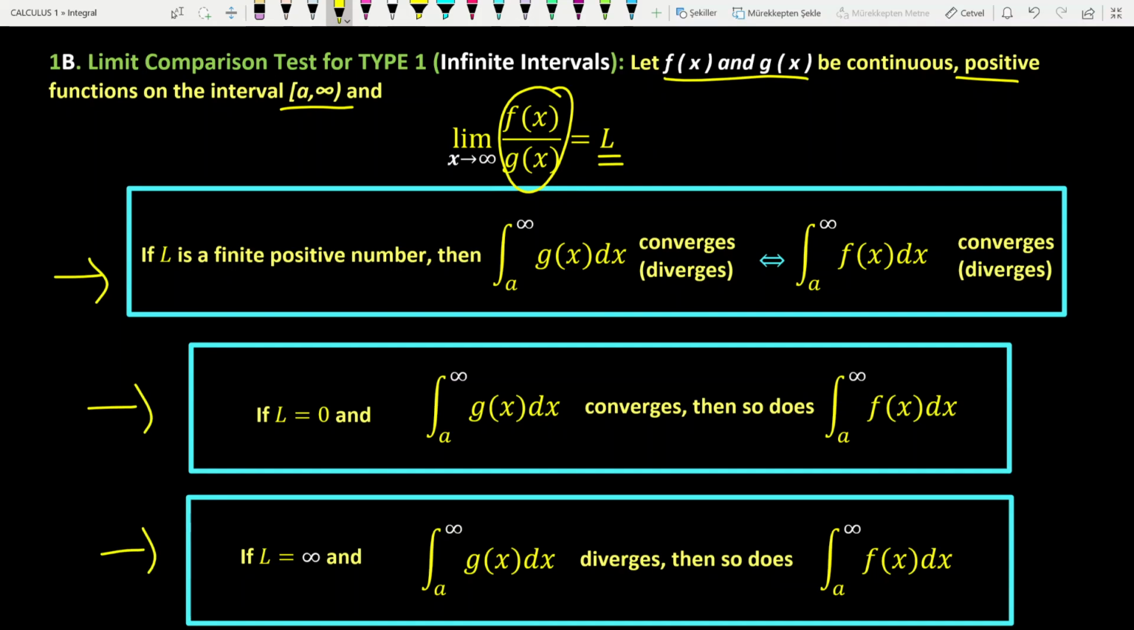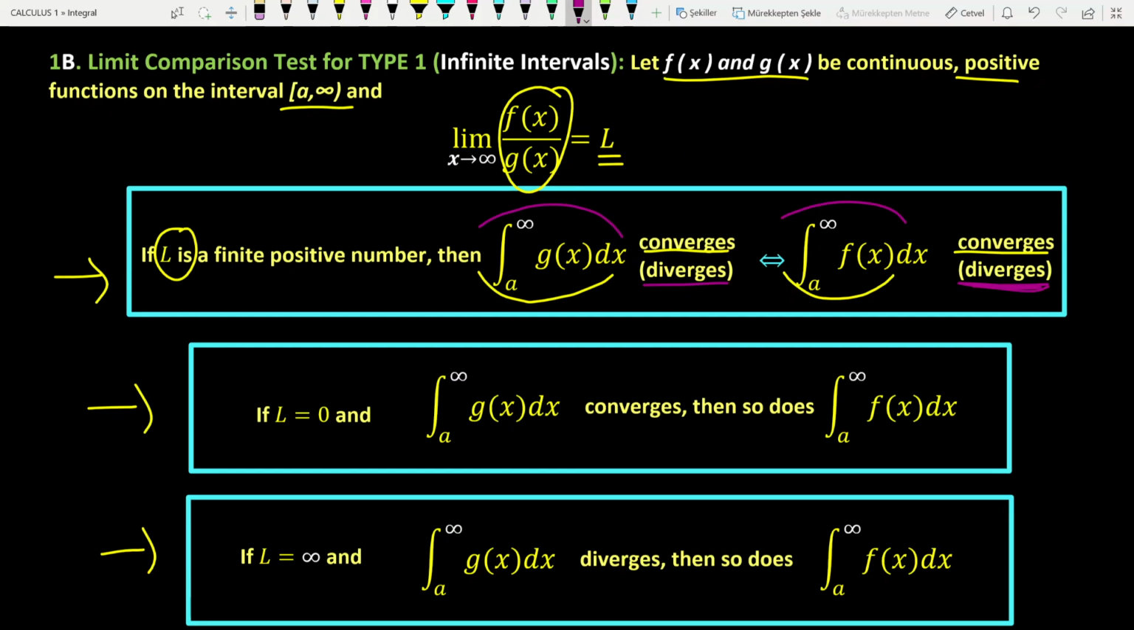In the first case, we assume that L is a positive finite number. So it cannot be infinity. It must be a positive number. If L is a positive number, in this case, if the improper integral of g converges, then the improper integral of f also converges. Or if the improper integral of g diverges, the improper integral of f must diverge. Okay, we have two cases.